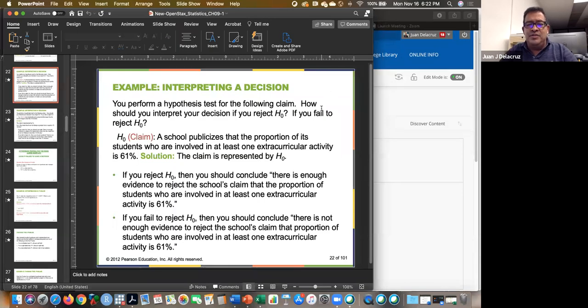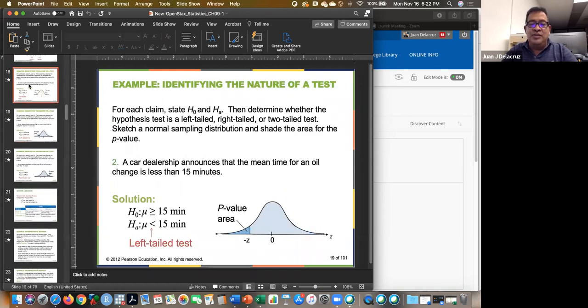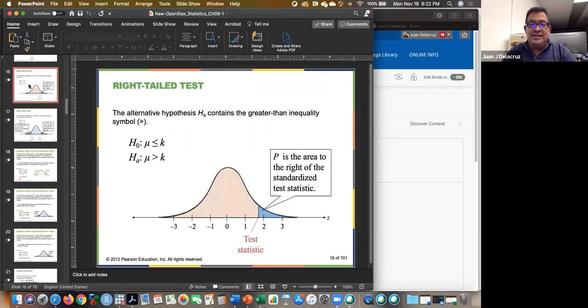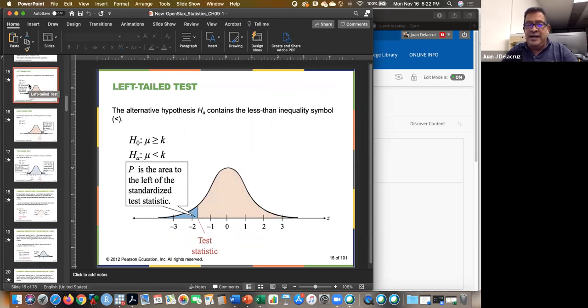So, the main idea that I want to bring about right now is how to understand hypothesis testing. We have two different hypotheses. One is the null hypothesis. The other one is the alternative hypothesis. One of them is going to become the claim, and the other one is going to be the complement.